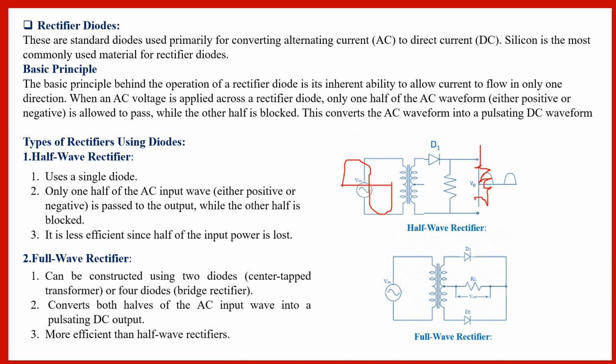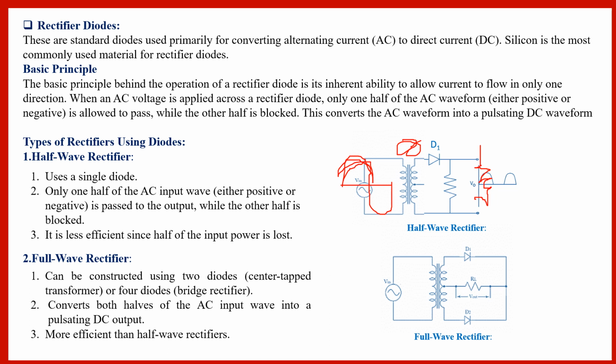So how does it work? If we have applied an input here, then here we have the transformer winding, the primary and the secondary. The AC voltage across the secondary winding changes polarity after every half cycle. During the positive half cycle of the input AC voltage, this end, on which the positive half is applied, becomes positive with respect to the negative half.